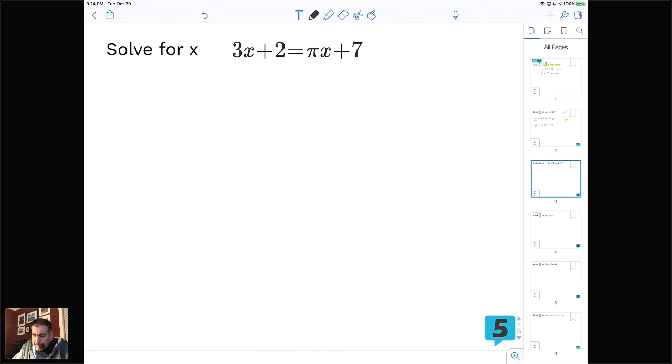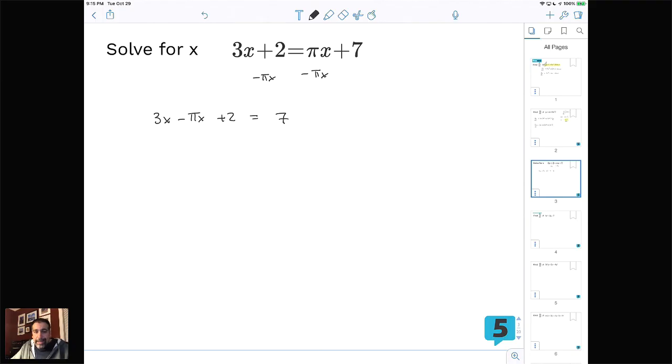So the first step here is to choose, in my mind, which side do you want all the x's on. So I'm going to choose to put all the x's on the left-hand side. So as I do that, I'm going to subtract pi x from both sides. So if I subtract pi x from this side, I've got to subtract pi x from that side. We're going to end up with 3x minus pi x plus 2 equals 7.